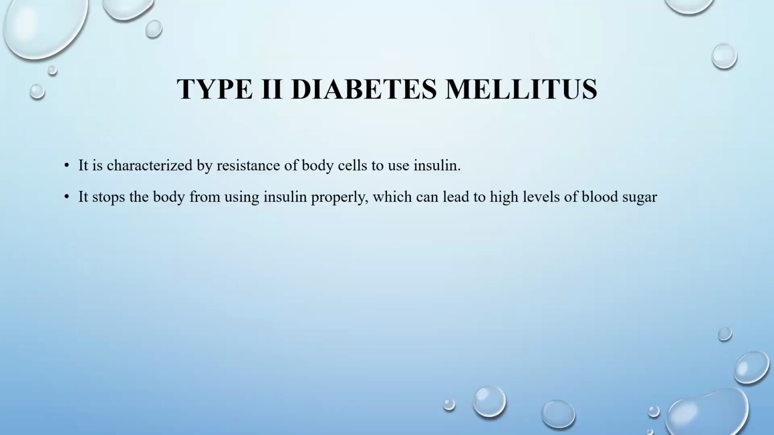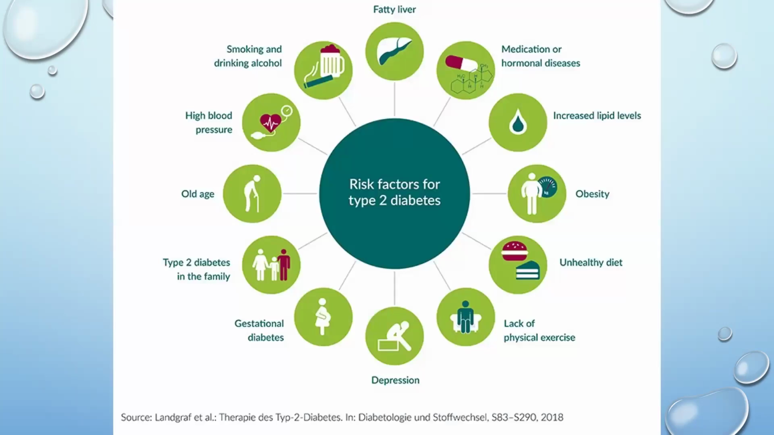Type 2 diabetes mellitus is characterized by the resistance of body cells to insulin. It stops the body from using insulin properly, which can lead to high levels of blood glucose. So in type 2 diabetes mellitus, the pancreas is releasing the insulin, but the cells of the body have resistance, or they are unable to use the insulin.